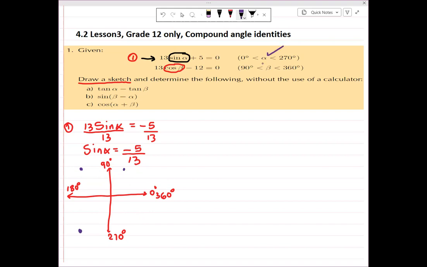So we have checked the condition. Now you check the sign of your ratio. Our ratio in this case is negative. And then remember this, we have All Students Take Coffee. We have sine, and it's negative. So sine is going to be negative in the quadrant of tan and in the quadrant of cos. And then now I can easily see that my triangle is going to be in the third quadrant.